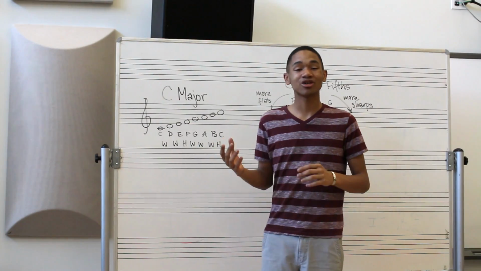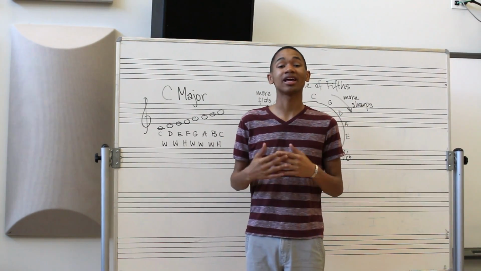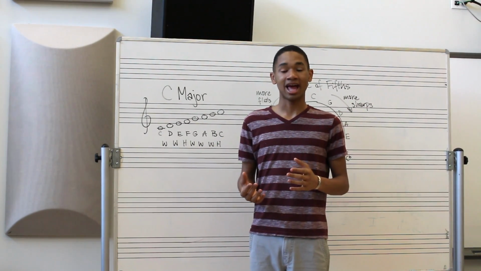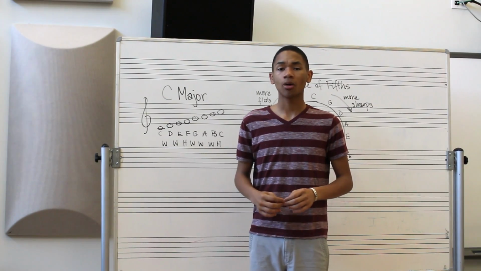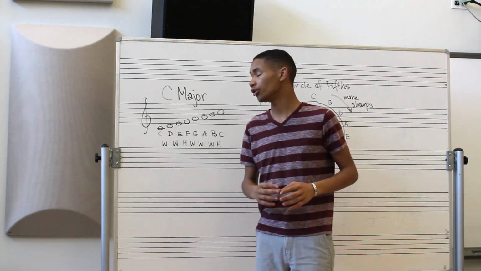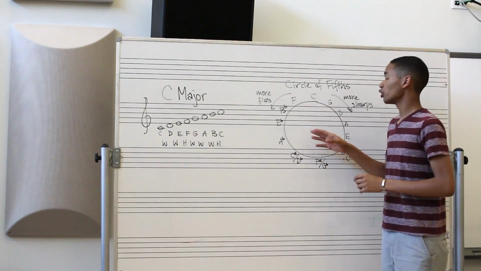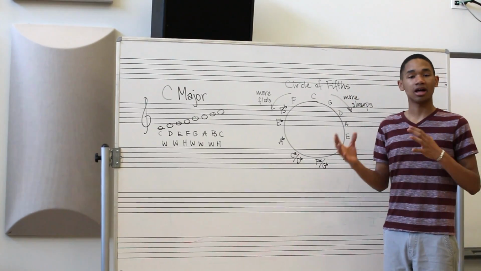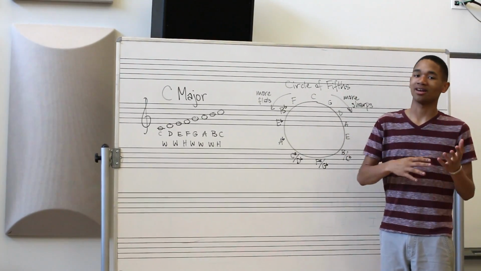As I said, C major is probably the simplest scale because it is played entirely on the white keys, and it has no sharps or flats. However, lots of other keys do. Using the circle of fifths, you can find all the keys with varying degrees of sharps and flats.